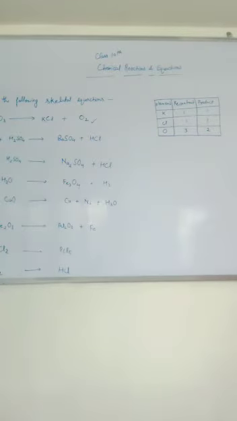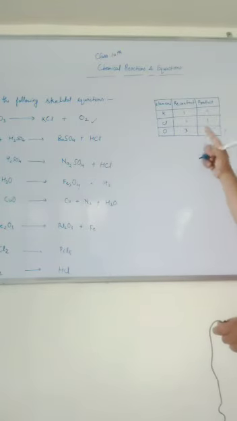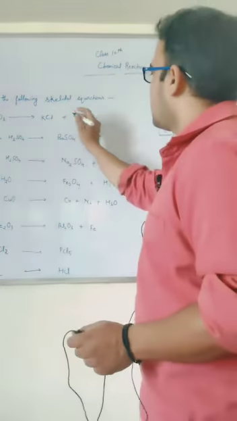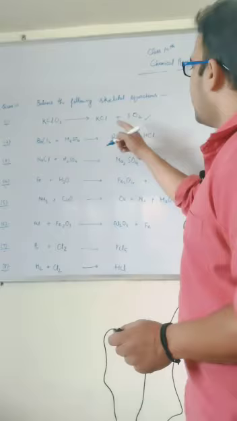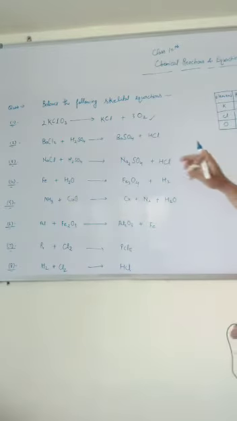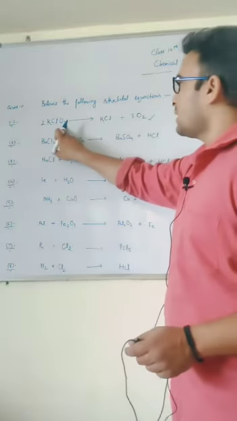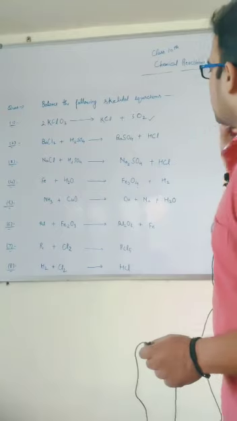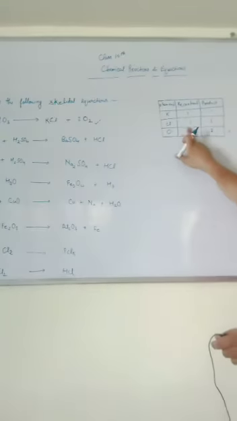If we see the table, we find that in this equation the oxygen atoms are unbalanced. So we have to balance the oxygen atoms first. So we have to multiply it by 3, and here by 2. Now the number of atoms of oxygen on the reactant side, 2 times 3 is 6, and here also 2 times 3 is 6. So the number of oxygen atoms is balanced.